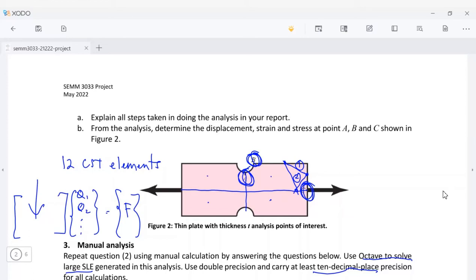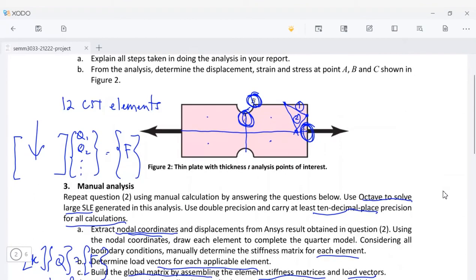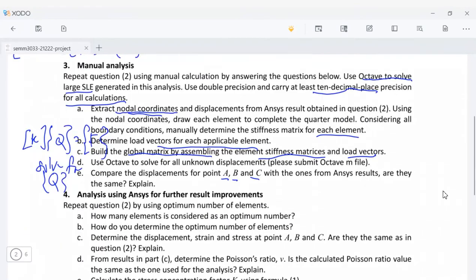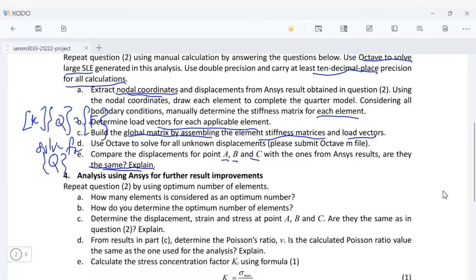Theoretically, it should be the same. But if you screw up, then it will not be the same. Let me give you a hint here. It should be the same because the formulation is the same. The number of elements is the same, and the nodal coordinates are also the same. So it should be the same for displacement at points A, B, and C. Are they the same as the ones from ANSYS? Explain. I've given you the clue. It should be the same, and explain why. If it's not the same, then of course, explain why.